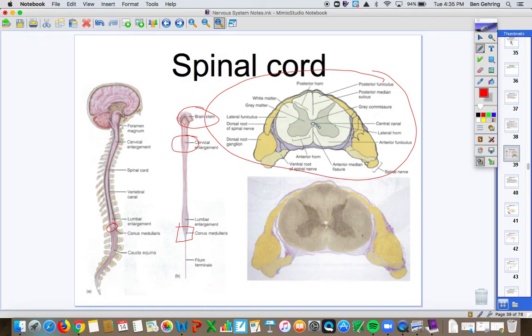We have our central canal in the middle, which is the middle of the spinal cord. But there are all sorts of different regions here that you can get more information on when you get to college. They'll give you more information there. But this is the basics for what it looks like and what it looks like inside of you.